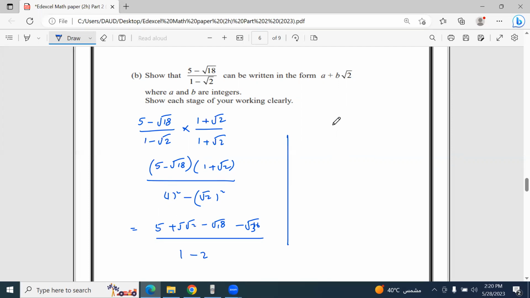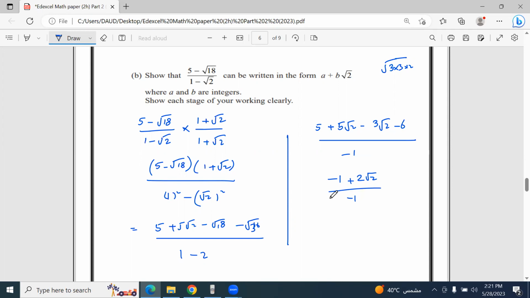Now we will see the like terms. So we can still simplify 5 plus 5 square root of 2. Square root of 18 is equal to 3 multiplied by 3 multiplied by 2. It means we can write 3 square root of 2. And 36 is a square number, so it is minus 6 over minus 1. Up we can say that plus 5 minus 6, which is minus 1, and 5 minus 3, so 2 square root of 2 over minus 1.